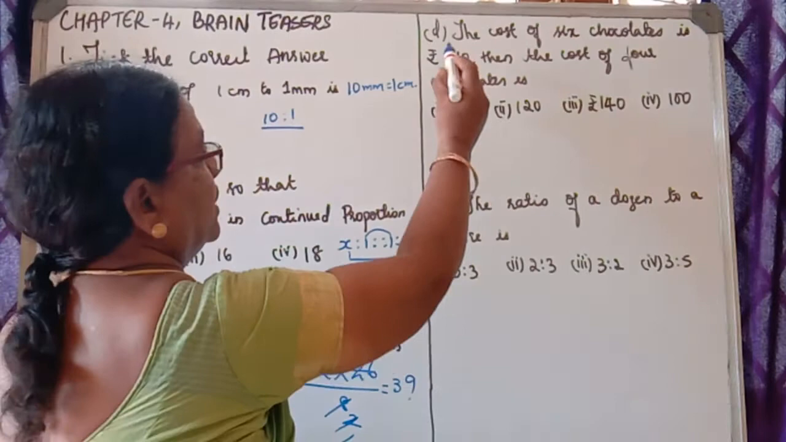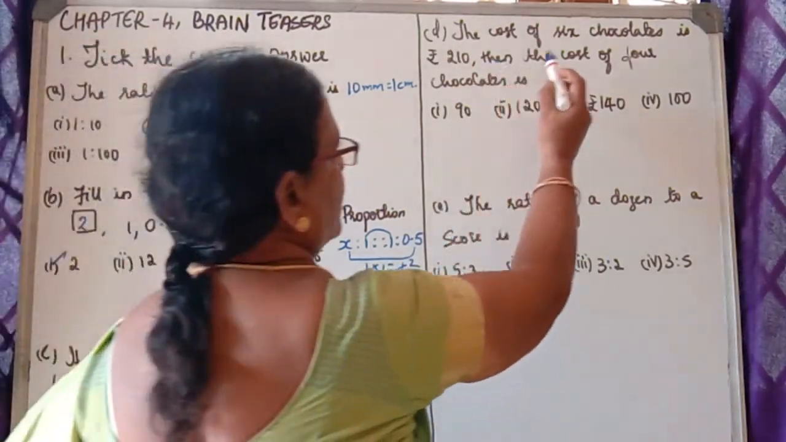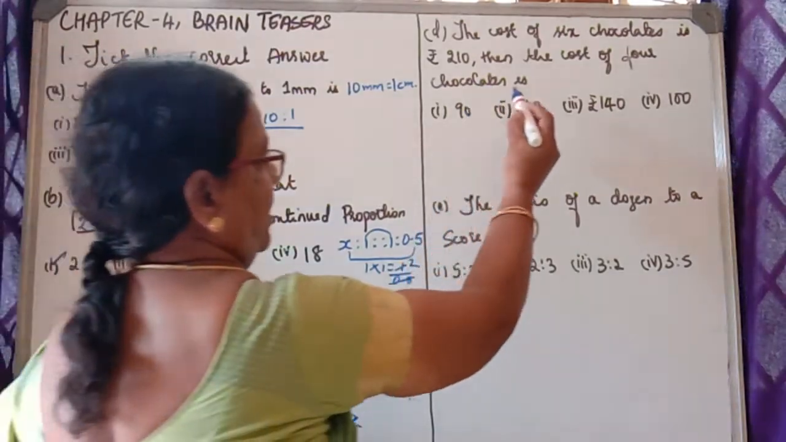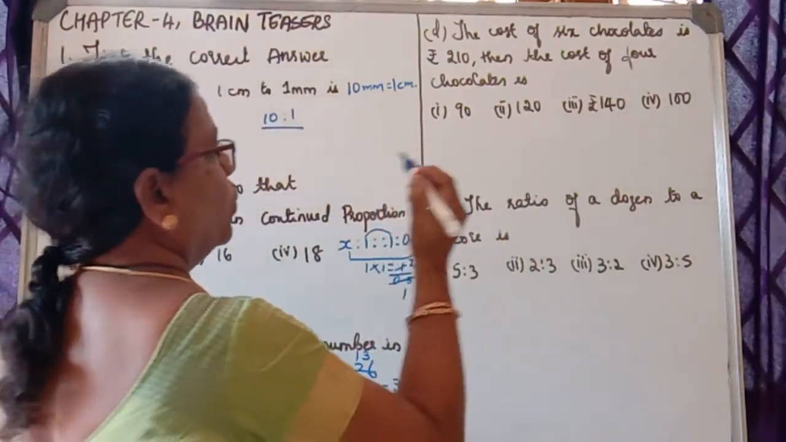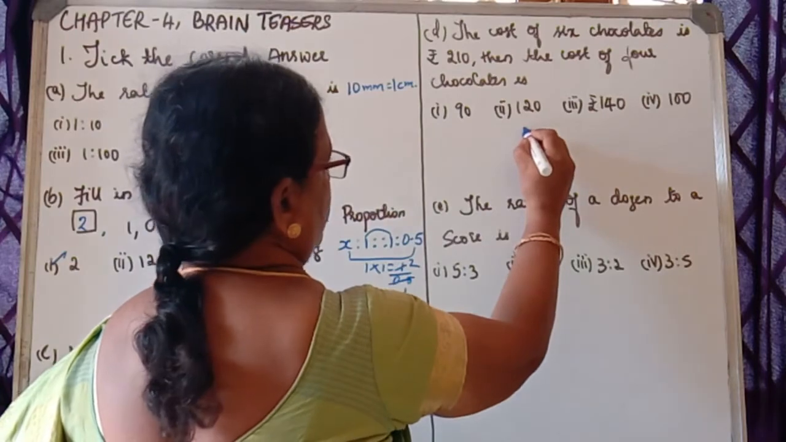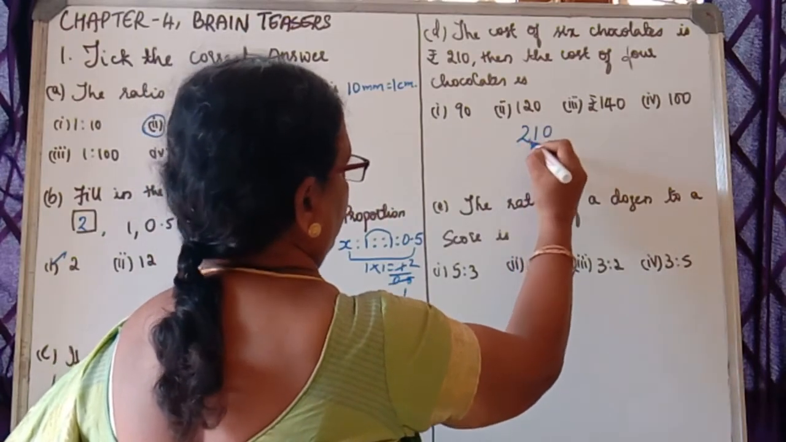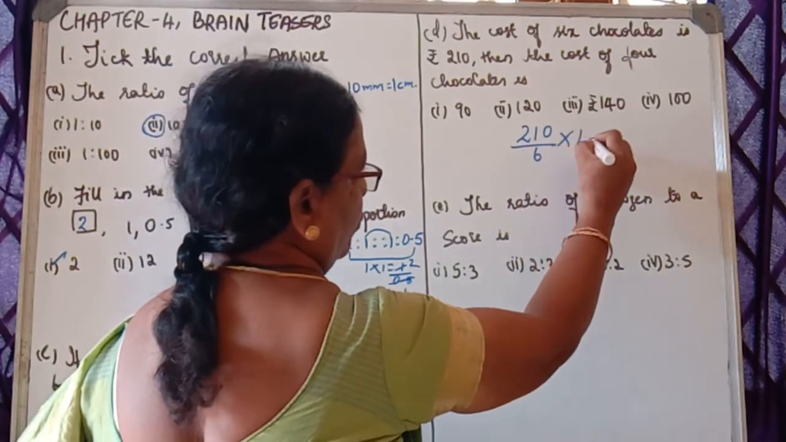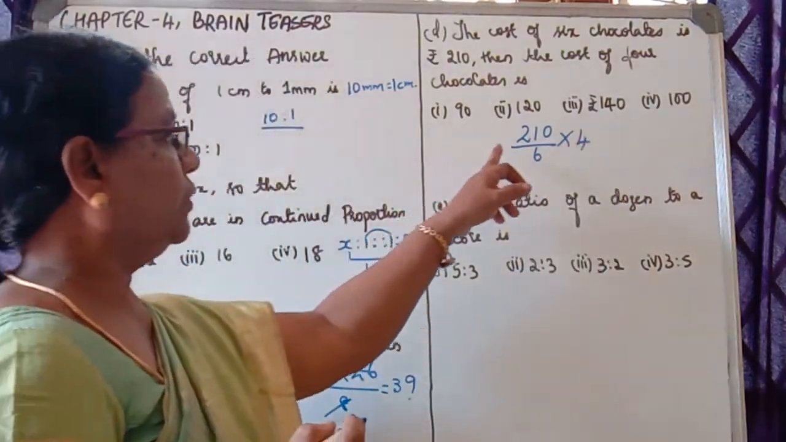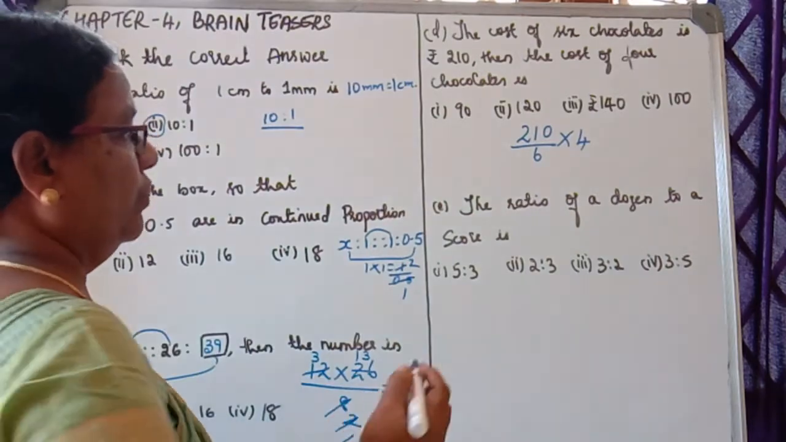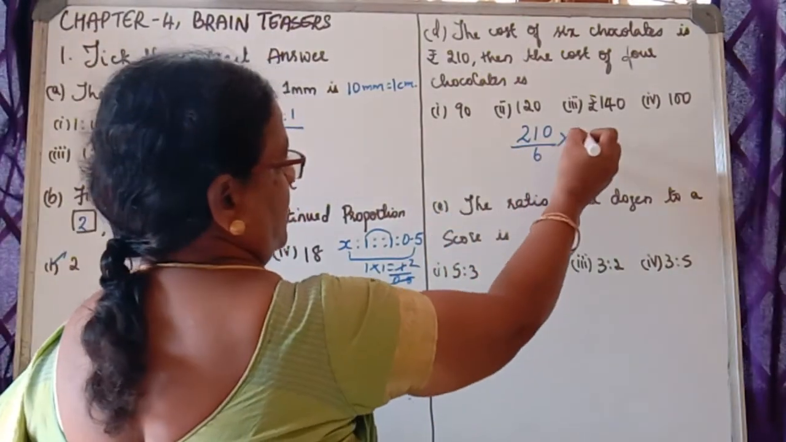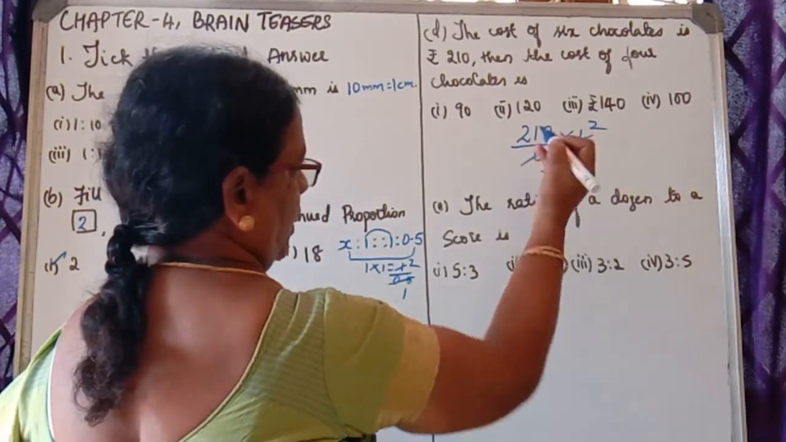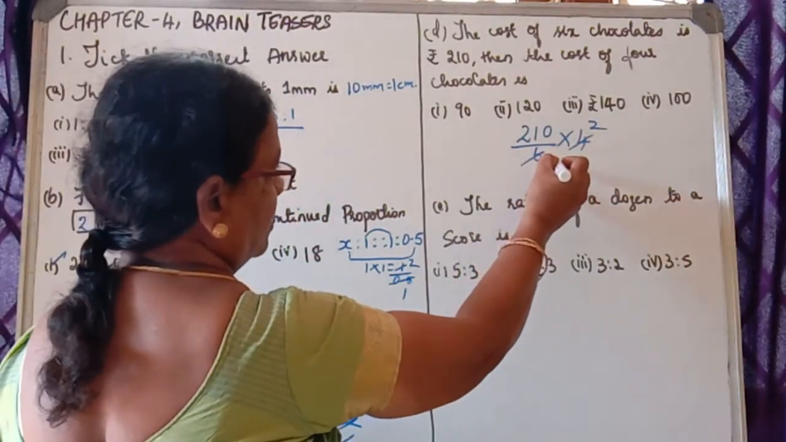Now, we'll move to the fourth sum. The cost of 6 chocolates is rupees 210. Then, the cost of 4 chocolates is what? What is the cost of 6 chocolates? 210. How many chocolates? 6. Now, we have to find out the cost of 4 chocolates. So, we have to divide 210 by 6 into 4. Then, we will get easily the cost of 4 chocolates. 2 twos are 4. 3 twos are 6. Can we cancel it with the help of this?